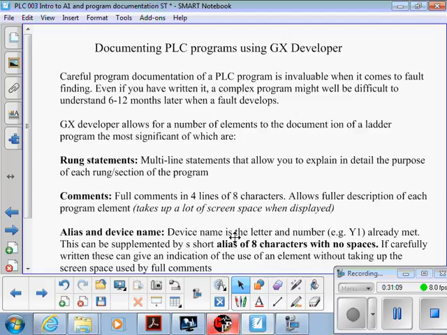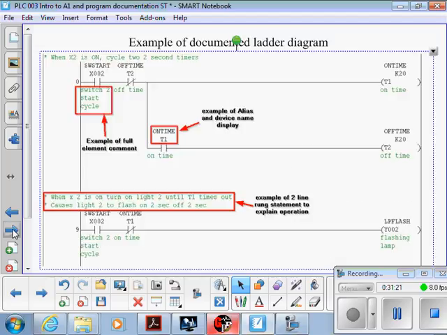GX Developer allows for a number of elements in the ladder diagram to be commented on. You can have rung statements. They are these. The idea of them is they can be multi-line statements describing what that section of the program does and how it works. The detail you put in will depend on how complex that particular rung is.